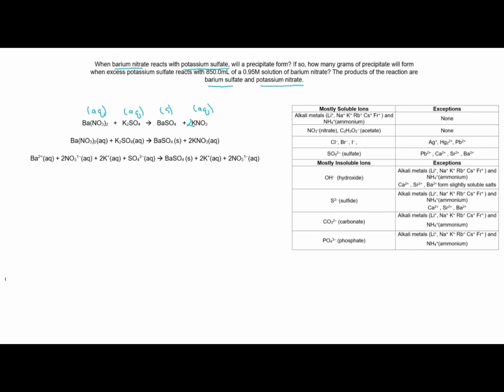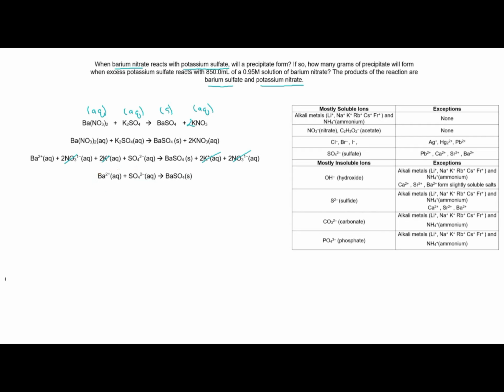Let's pull out spectator ions. Nitrates are spectator. Potassium is spectator, and that is it. So let's write my net ionic equation. Here we go right here. So this is where the real chemistry is taking place.